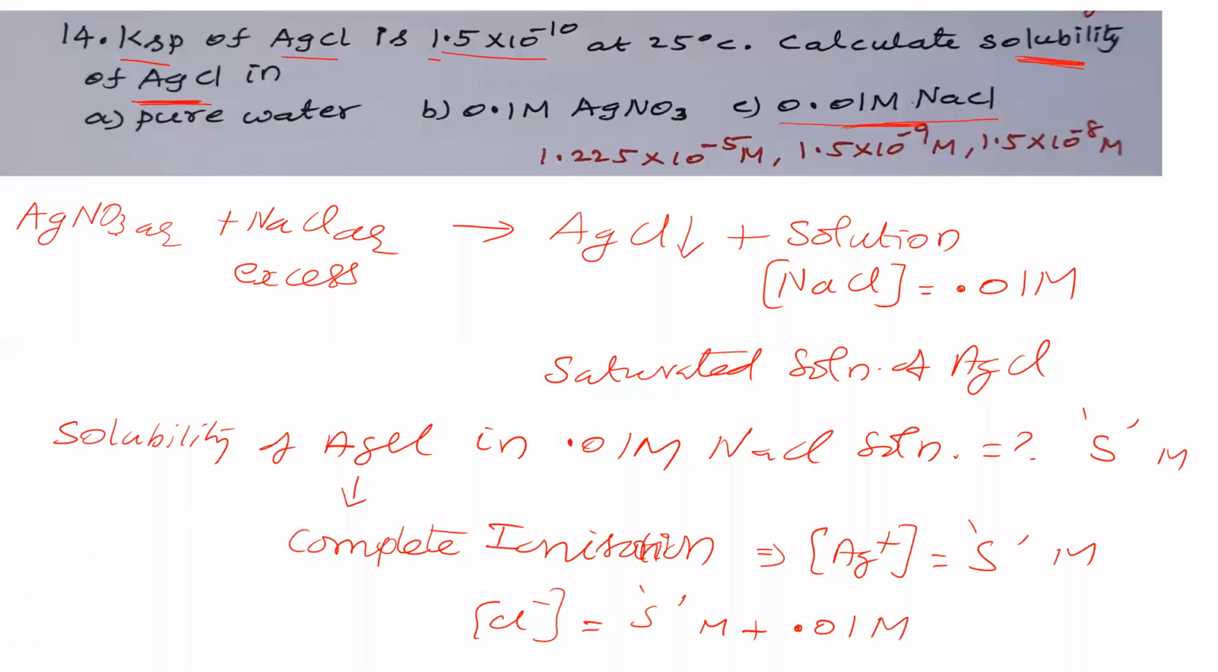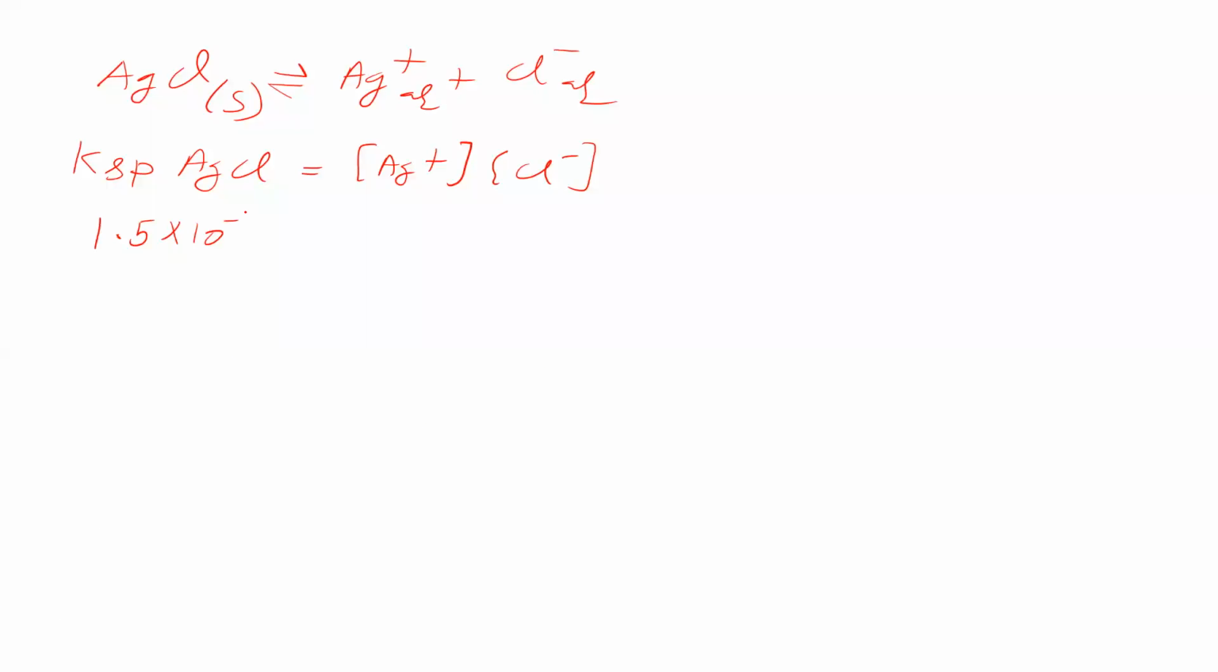So the solubility product of AgCl is 1.5 into 10 power minus 10. The concentration of Ag plus is S molar, and the concentration of Cl minus is 0.01 plus S molar. So we have substituted everything. Now we have to find S, which is the solubility of AgCl in 0.01 molar NaCl solution.